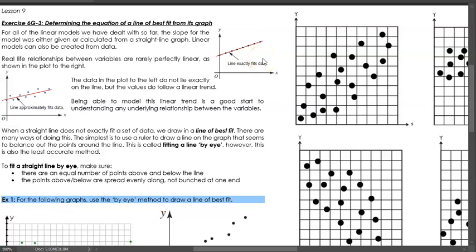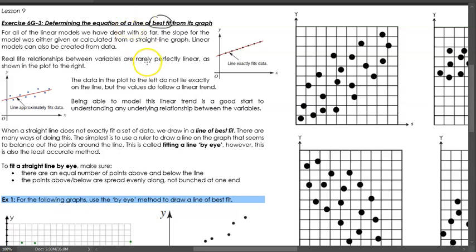Mr. Herman here, and this is going to be lesson 9, exercise 6G3. This is the third video from the 4-part series for 6G, determining the equation of a line of best fit from its graph. And there's this new terminology here that we haven't seen before, line of best fit. Now this is going to be a pretty long concept to talk about, so I'll probably split this video up into two sections, part 1 and part 2.